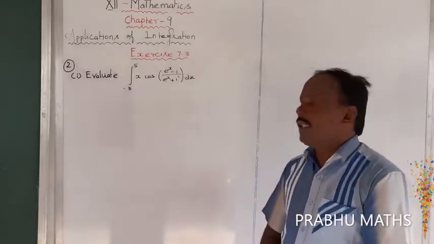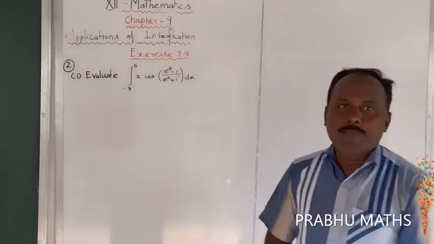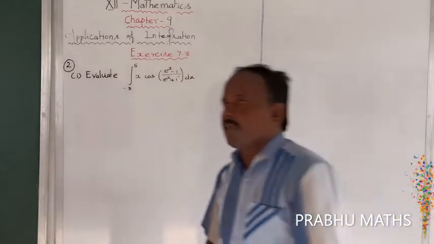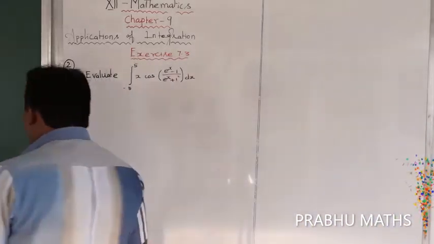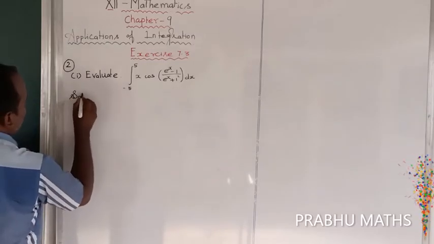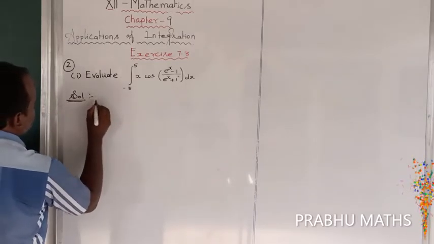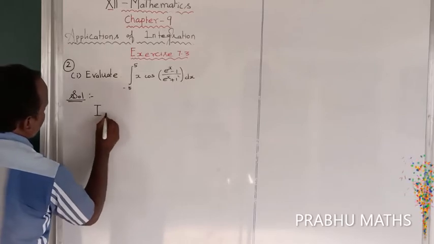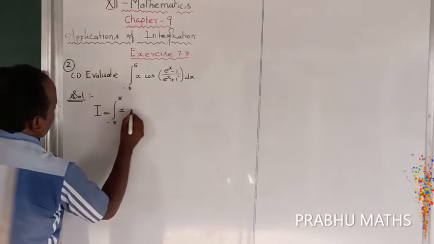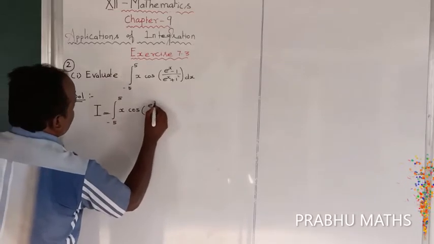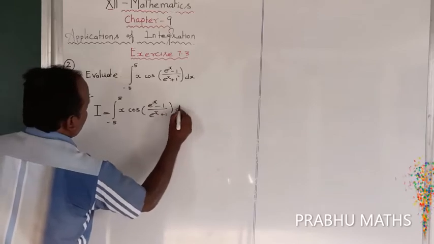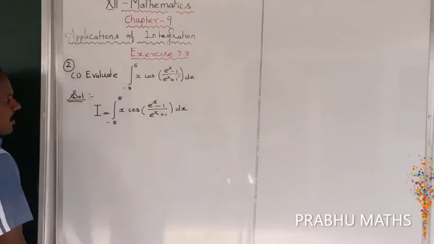Suppose the function is an even function, then it is 2 times the integral from 0 to the half of the limit, the symmetric half of the limit. Okay, so for the first one, let us consider the given value to be I. That is, I is equal to the integral from minus 5 to plus 5 of x into cos of (e power x minus 1) divided by (e power x plus 1) dx.